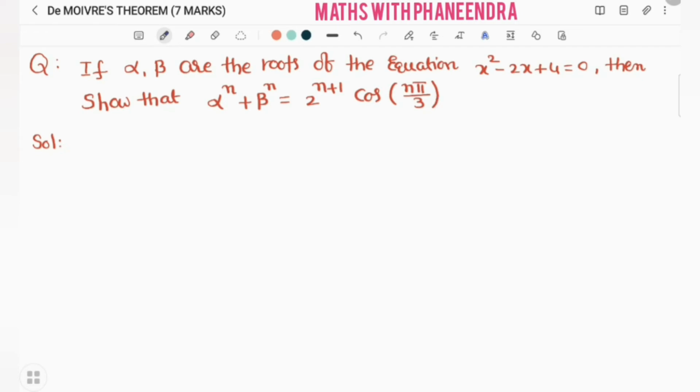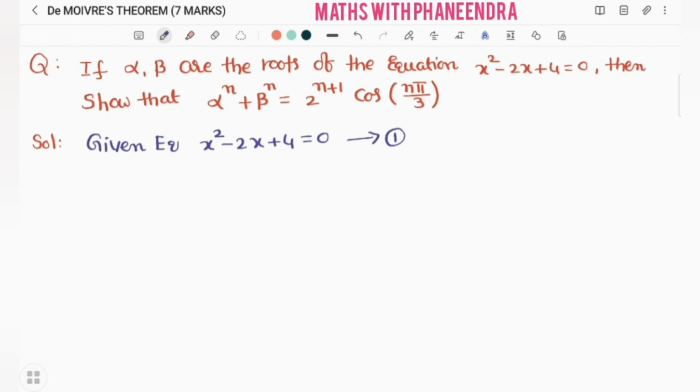First, what we have to do is find the factors for the quadratic equation. What is the given quadratic equation? Given equation x square minus 2x plus 4 equal to 0, equation number 1. Some students don't know how to split into the factors, so we can use the regular method.